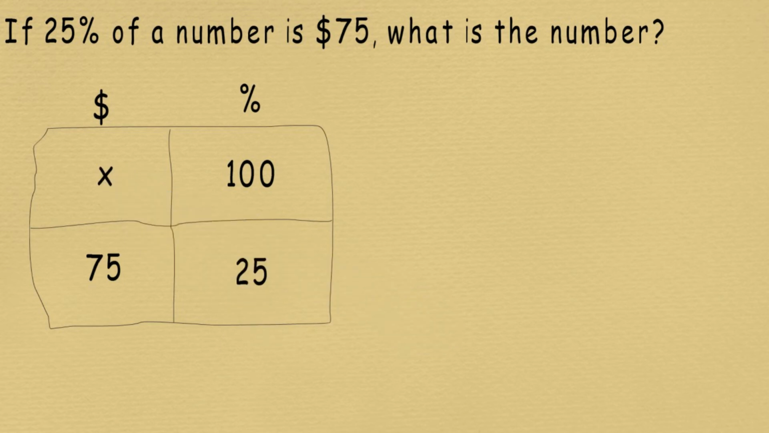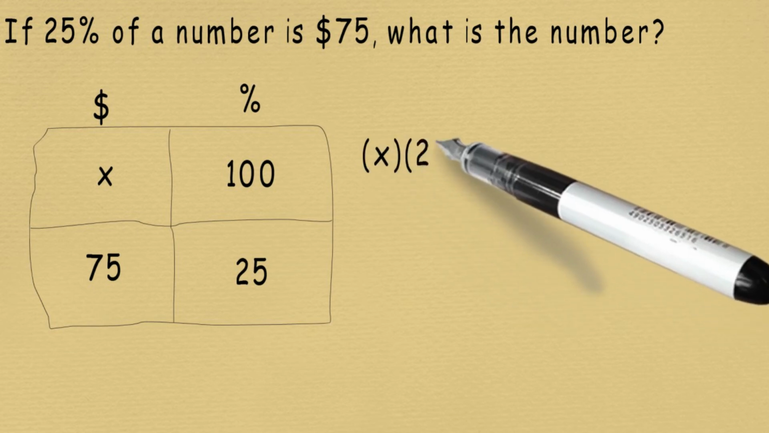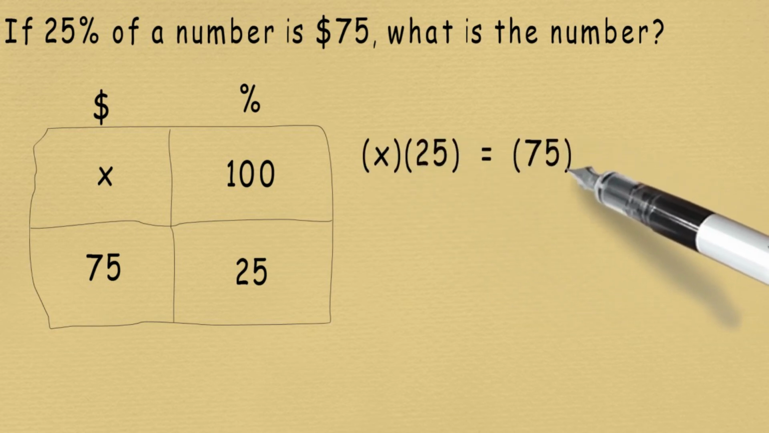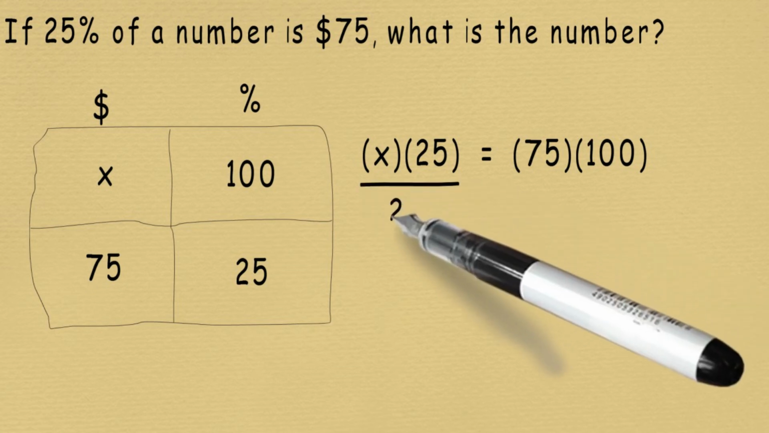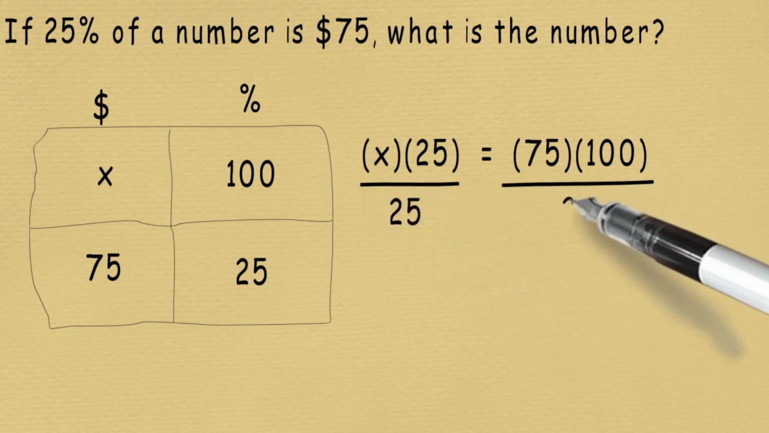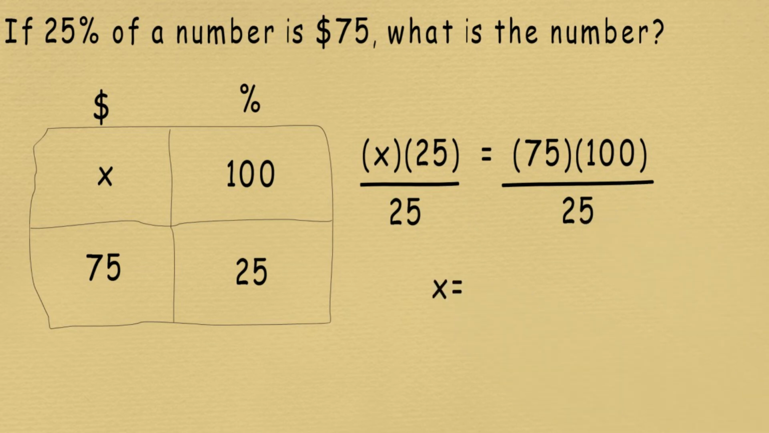And now I'm going to cross multiply these numbers and set them equal to each other. So I have X times 25 equals 75 times 100. I want the X by itself, and the only way I can make it by itself is if I divide it by 25. I have to divide everything by 25, so I divide the left side of the equation by 25 and the right side of the equation by 25, and I end up with X by itself being equal to $300. And so what that's saying is that 25% of $300 is $75.